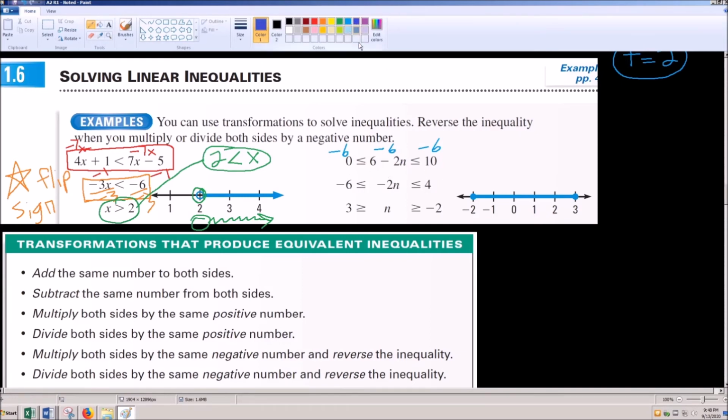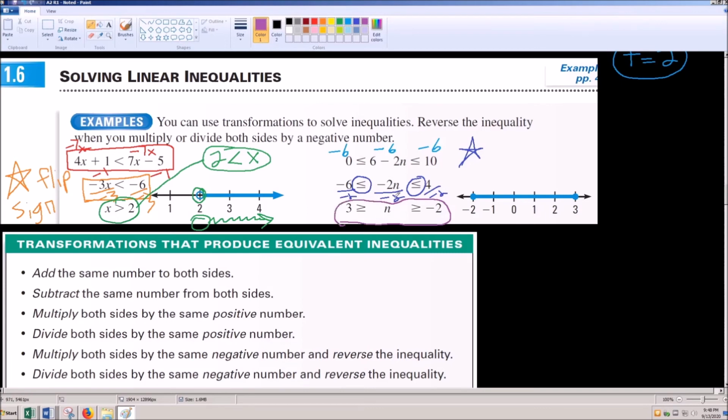My next move here is going to be just divide by negative 2. Keep in mind that only when we multiply or divide by a negative number, we flip the signs. This is getting flipped, and this is getting flipped. Negative 6 divided by negative 2 gives me 3. 4 divided by negative 2 gives me negative 2. Negative 2n divided by negative 2 is just n. So now here's where we get our final answer.